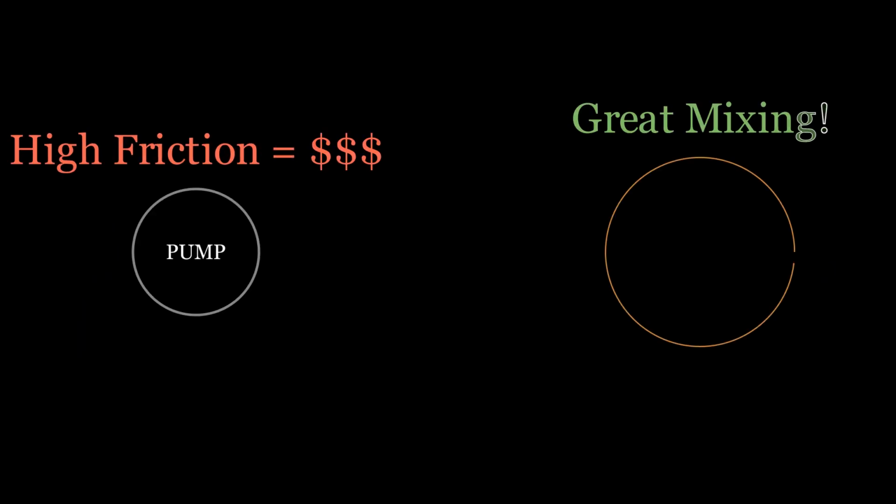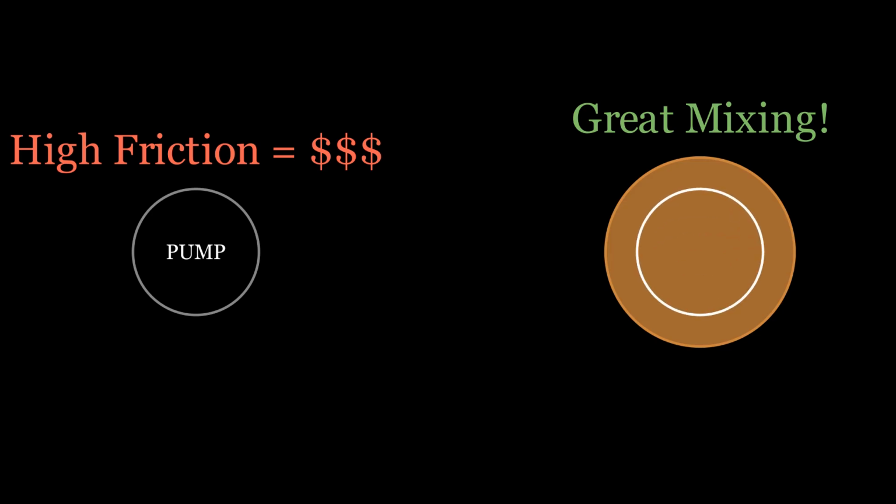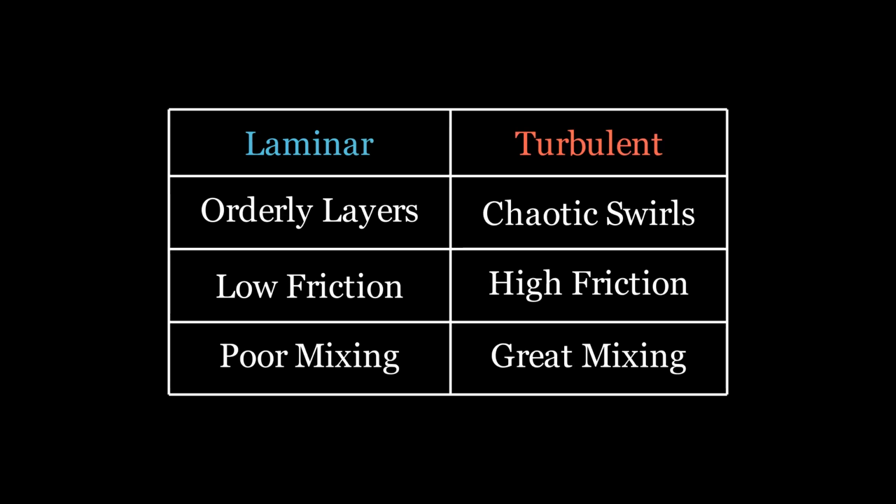Why does this matter? Turbulent flow costs more power to pump, but it's great for mixing cream into coffee. Laminar flow is orderly but mixes poorly. In short, laminar flow is the beauty of order, and turbulent flow is the power of chaos.